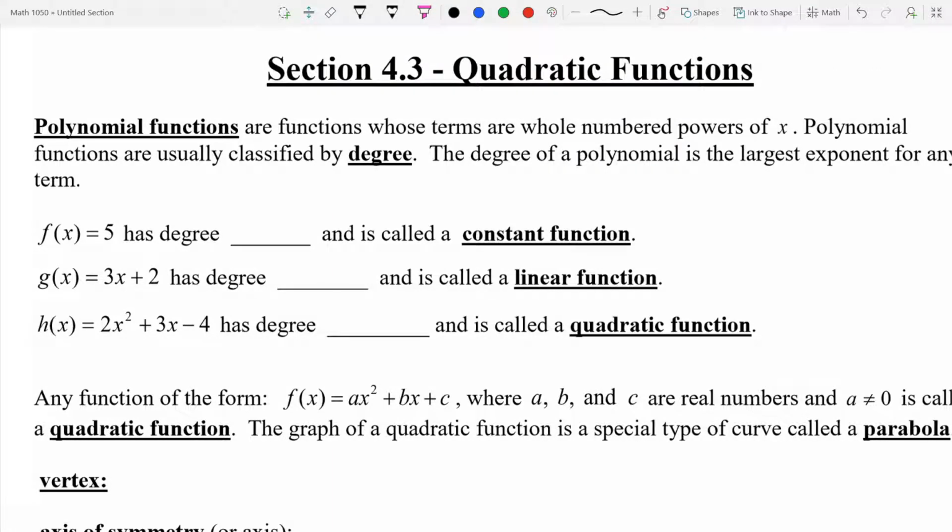May as well try. Okay, so I'm recording. So this is lesson 4.3. You guys, this lesson will be on your test, okay? And we're going to start talking about quadratic functions.